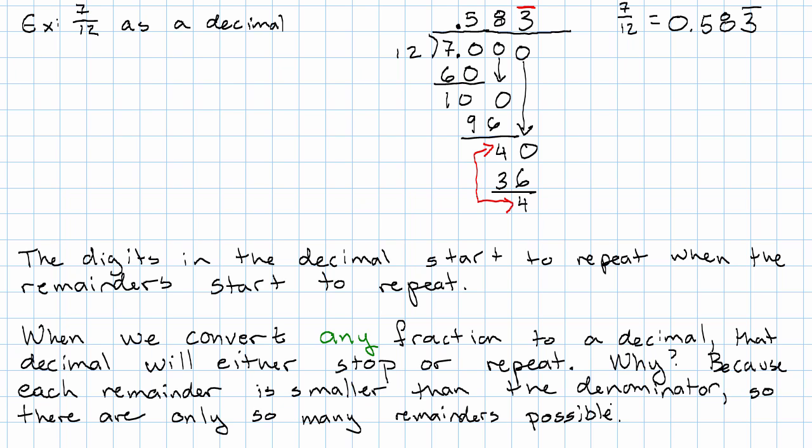Why? Because each remainder is smaller than the denominator. So if the denominator is 12, there are only 11 possible remainders, which means if I keep going for 12 steps, I'm going to see the same remainder twice.